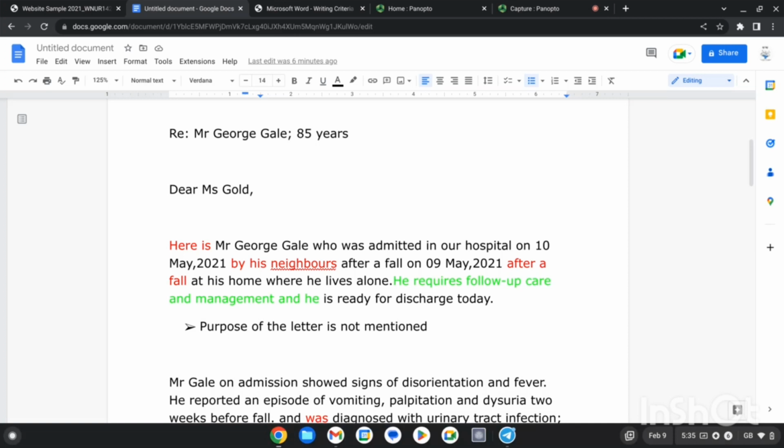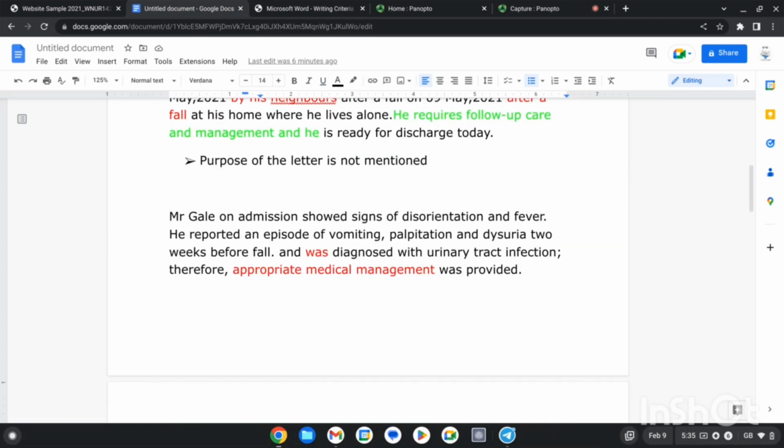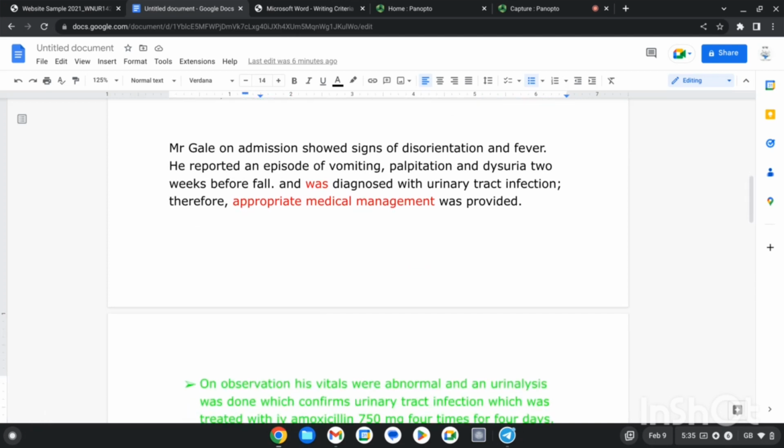So, the second paragraph. Mr. Gale, on admission, showed signs of disorientation and fever. He reported an episode of vomiting, palpitation, and dysuria 2 weeks before the fall. Full stop. You've given one incomplete piece of information. After that, what happened in the hospital is another important thing.